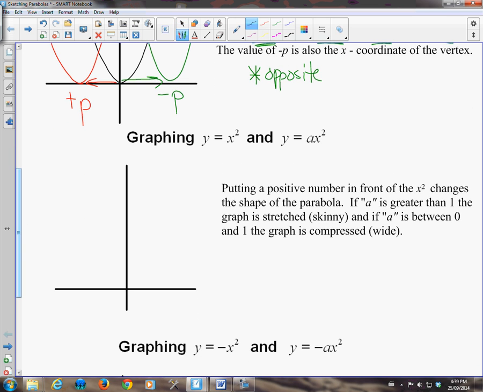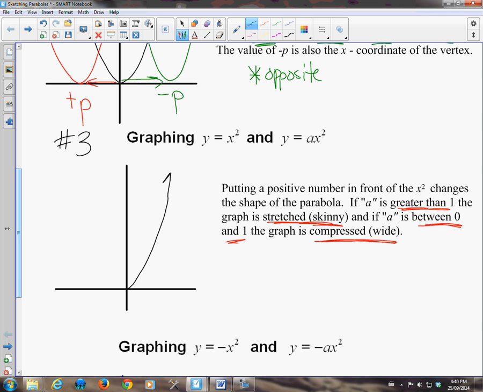The third: if you multiply by a positive number, it changes the shape of a parabola. If a is greater than 1, the graph is stretched, makes it skinnier or steeper. If a is between 0 and 1, the graph is compressed and makes it wider.